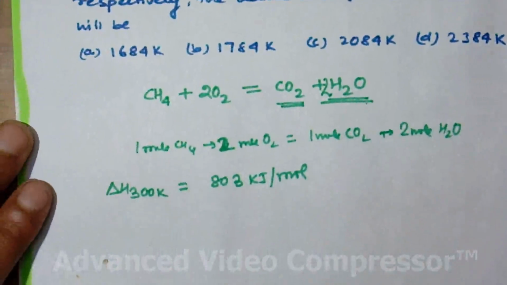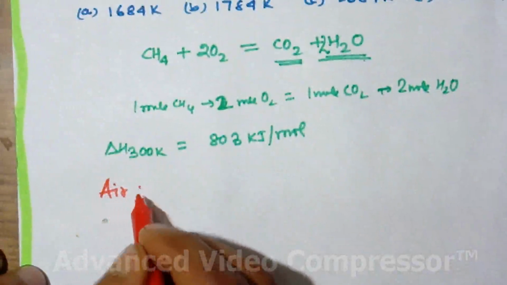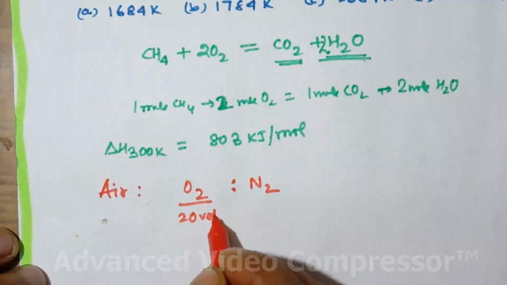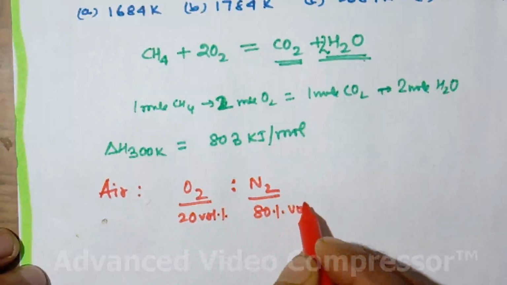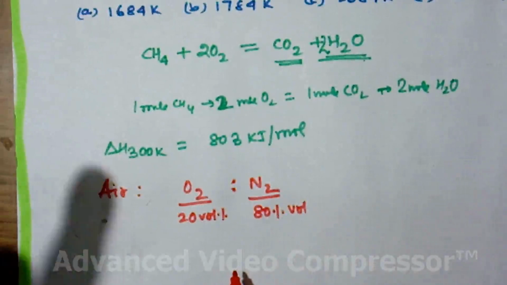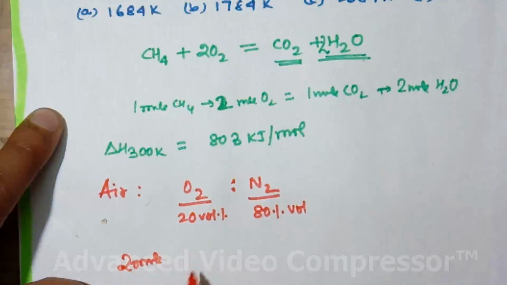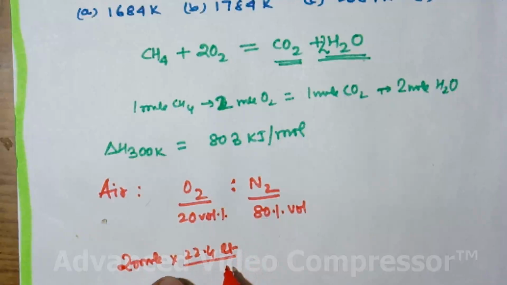Now we see here air is a mixture of O2 and N2. O2 we have got 20 volume percent, and N2 we have got 80 volume percent. And what moles of O2 are we consuming? 2 moles of O2. 2 moles represents 2 moles into 22.4 liter, because 1 mole has 22.4 liter at room temperature.